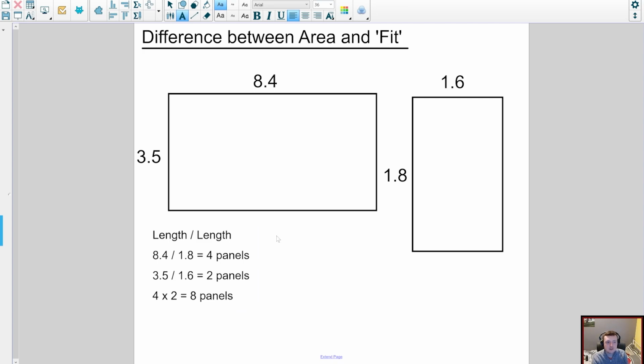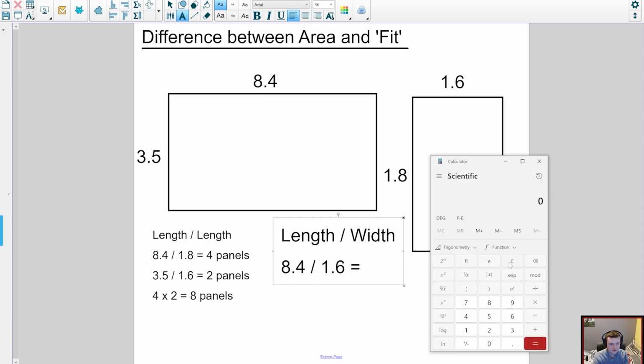But what if we don't want to do length divided by length and width divided by width? What if I want to do length divided by width and width divided by length? So if I do the other way around, length divided by width, I've got 8.4, but now I'm dividing it by 1.6. So if I do 8.4 divided by 1.6, I'm going to fit 5.25 in, which is going to be 5 panels.